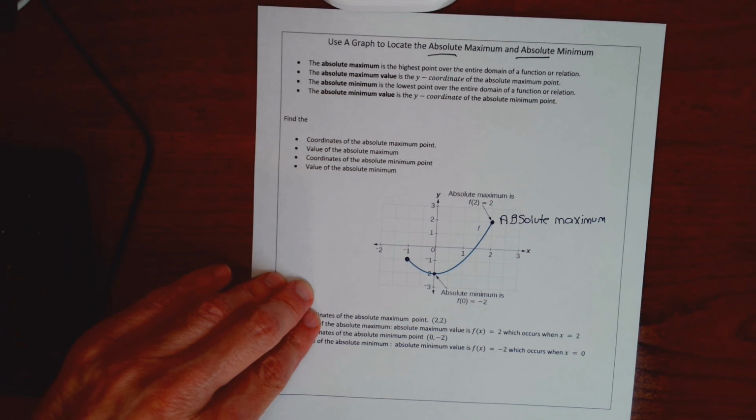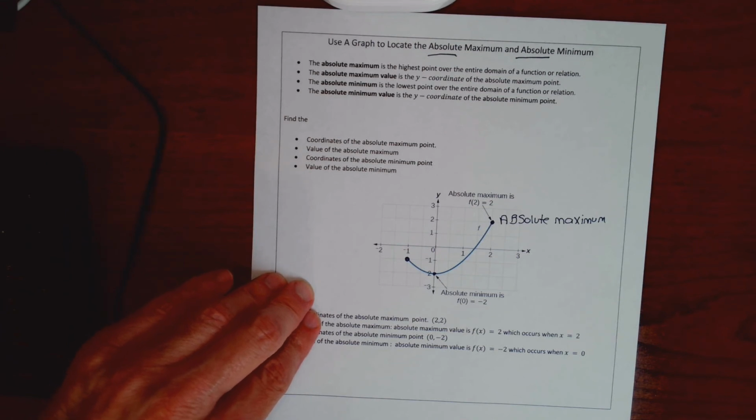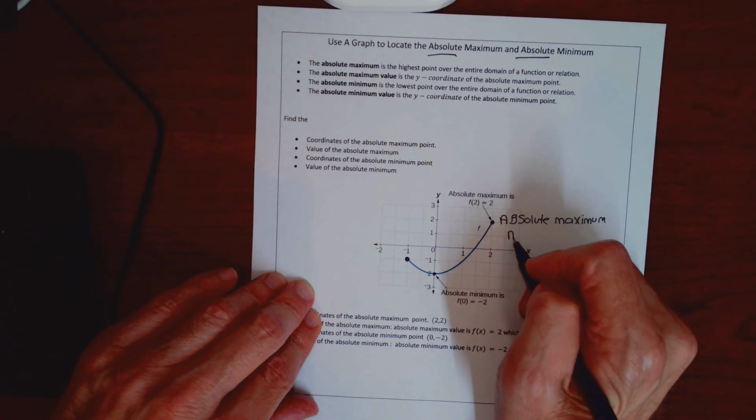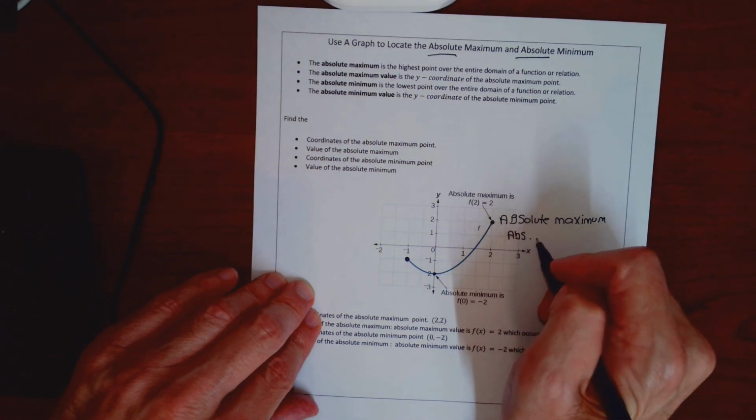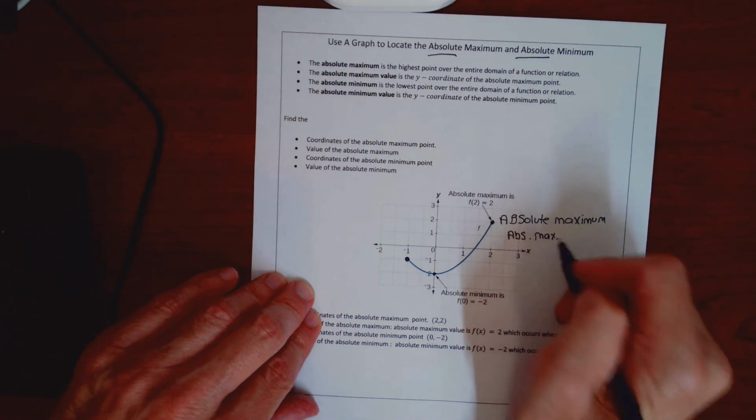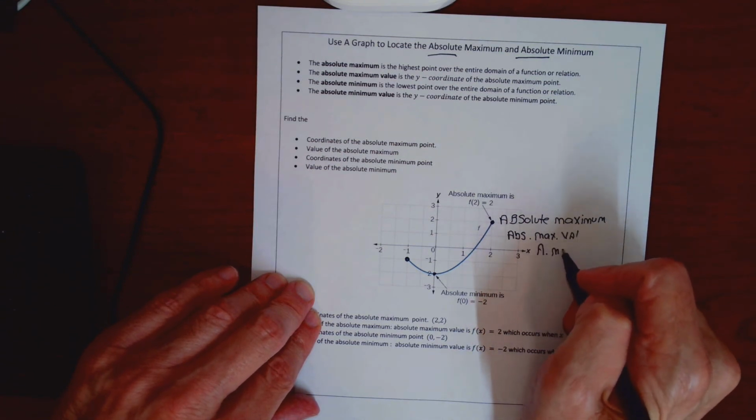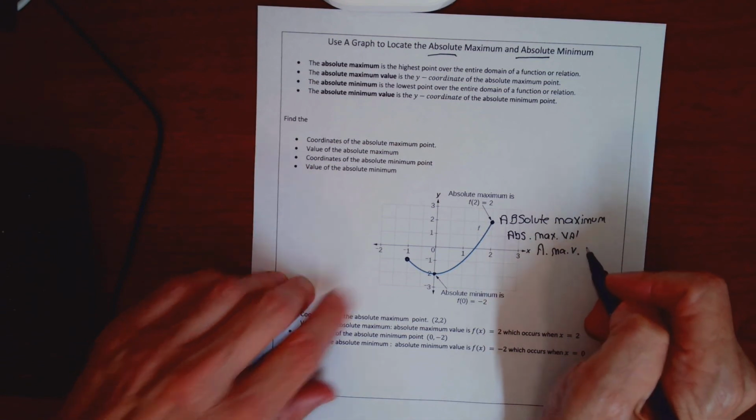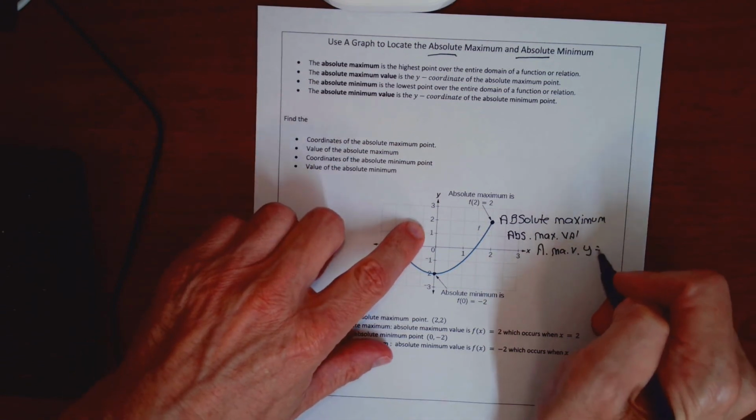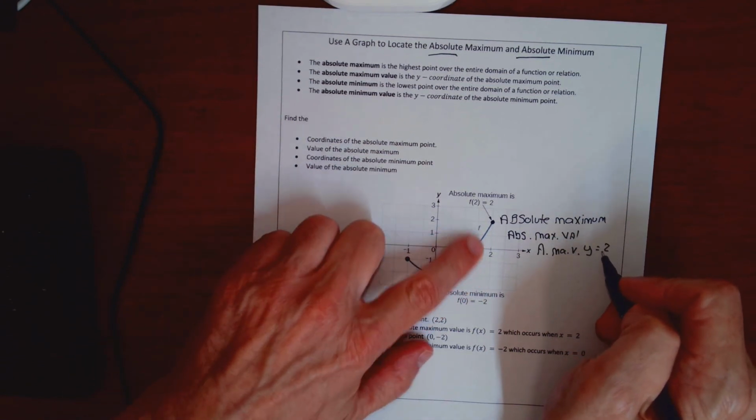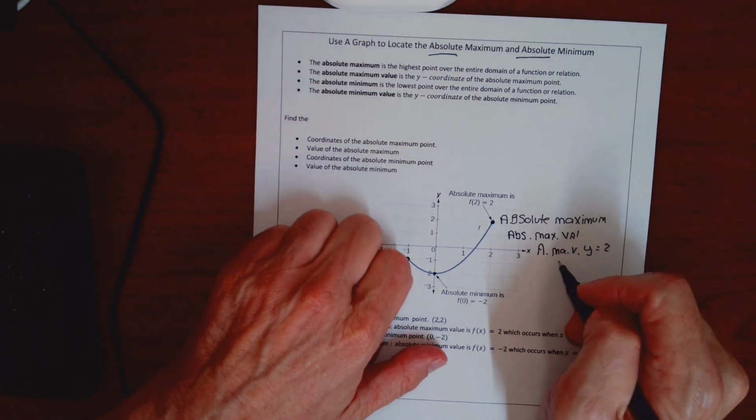Just like there's a local minimum value and a local maximum value, here the absolute maximum value, I'm going to write that, absolute maximum value, is y equal to 2, and it occurs when x equals 2 because that's the point (2, 2).